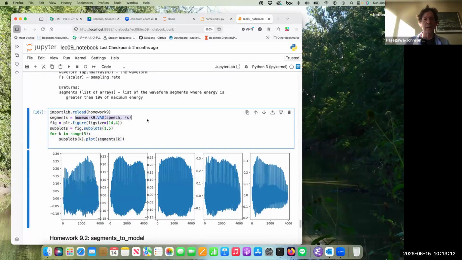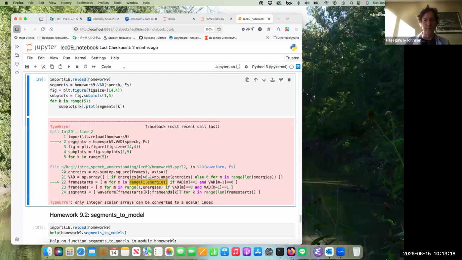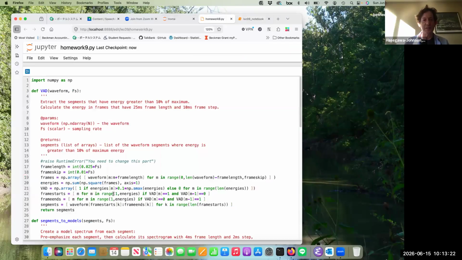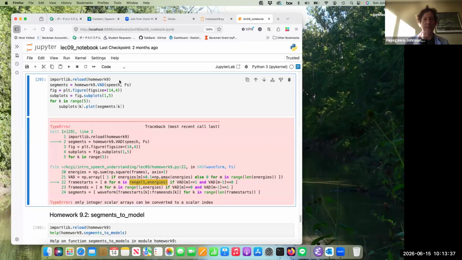Now let's see if we actually get segments that look right. I'm going to run homework9.vad and see if it gives me segments that look right. Oh, it didn't. For M in range from 1 to energies. No, I need the range from 1 to the length of the energies, don't I? And here again, I need the range from 1 to the length of the energies. Okay, let's see if that works.